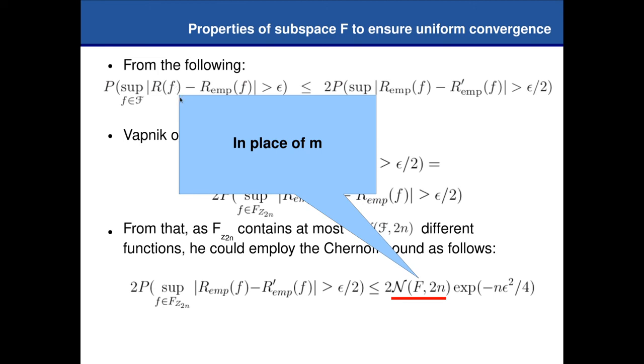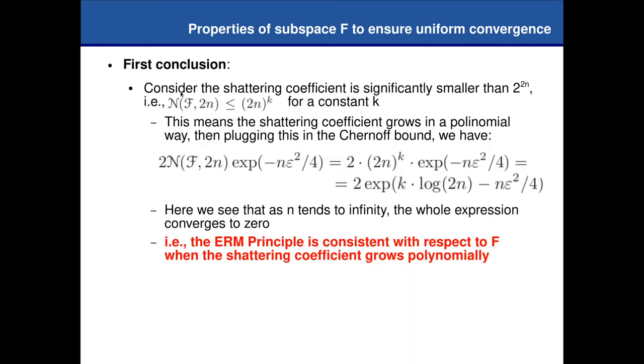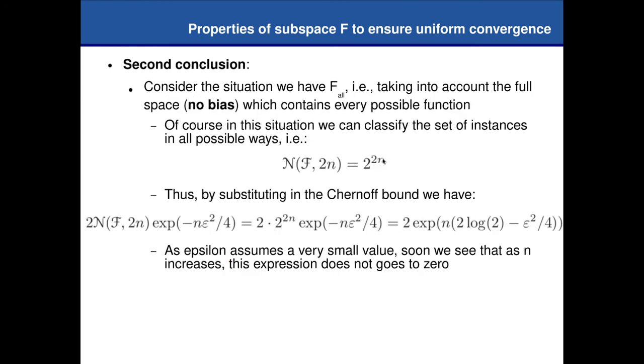I don't have access to this sample. This is quite interesting, so I can measure how my classification function is going to behave over unseen examples, unseen instances, how it's going to behave for unseen data. That's possible if I have a polynomial shattering coefficient. What happens if my shattering coefficient is something like 2 powered to 2n?